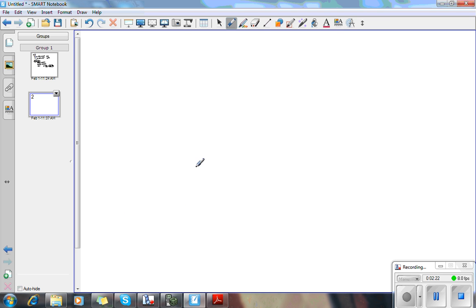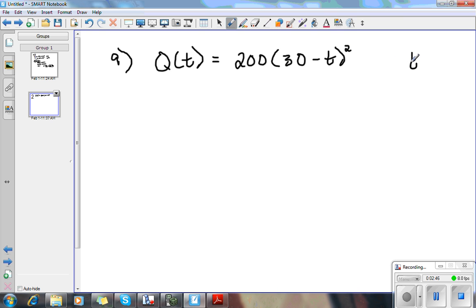All right, let's take a look at number 9. Draining a tank. The number of gallons of water in a tank t minutes after the tank has started to drain is Q of t equals 200 times (30 minus t) quantity squared, where t is in minutes. How fast is the water running out at the end of 10 minutes? So we want the rate of change at the end of 10 minutes.